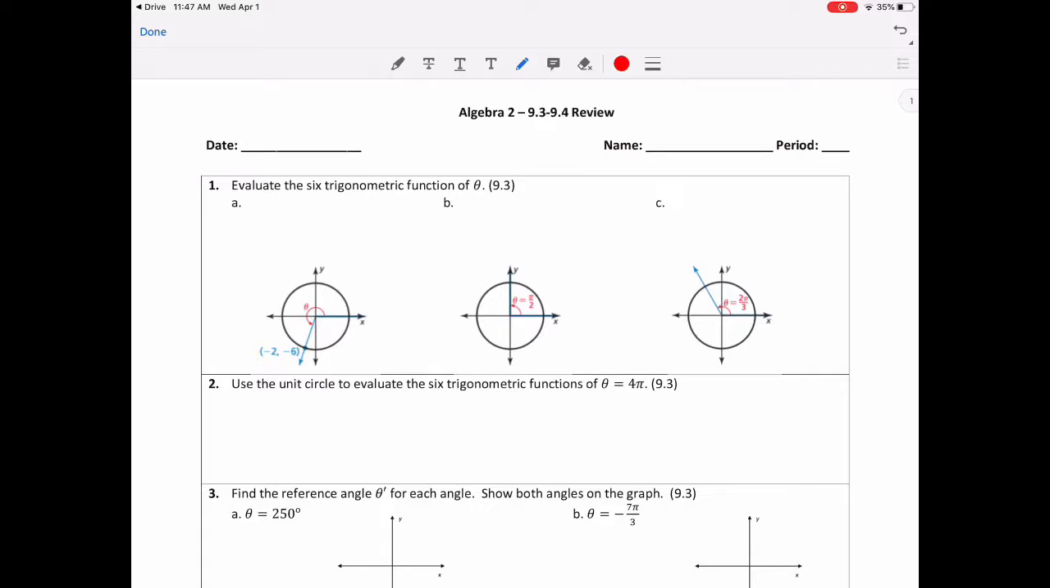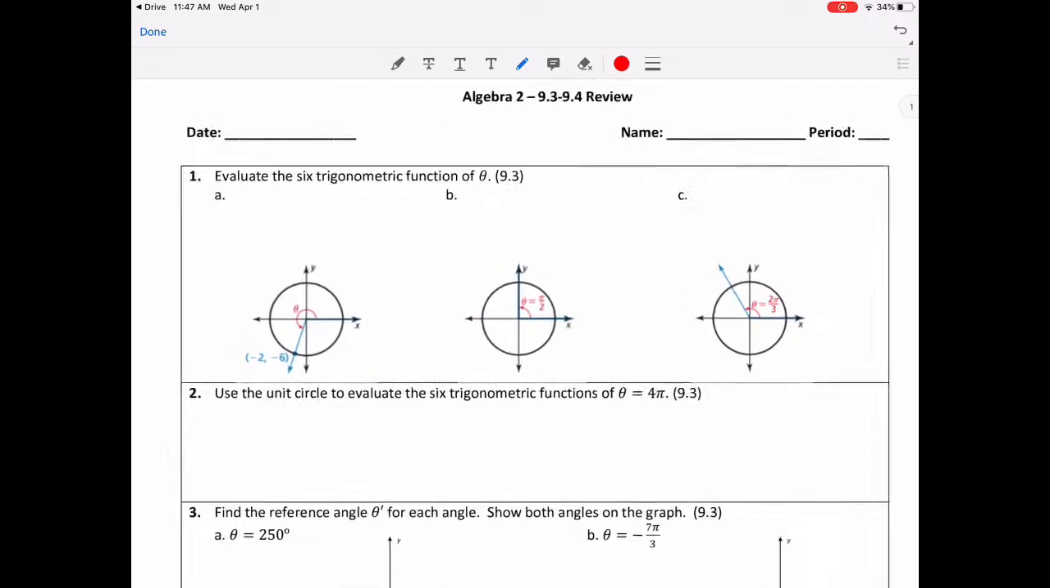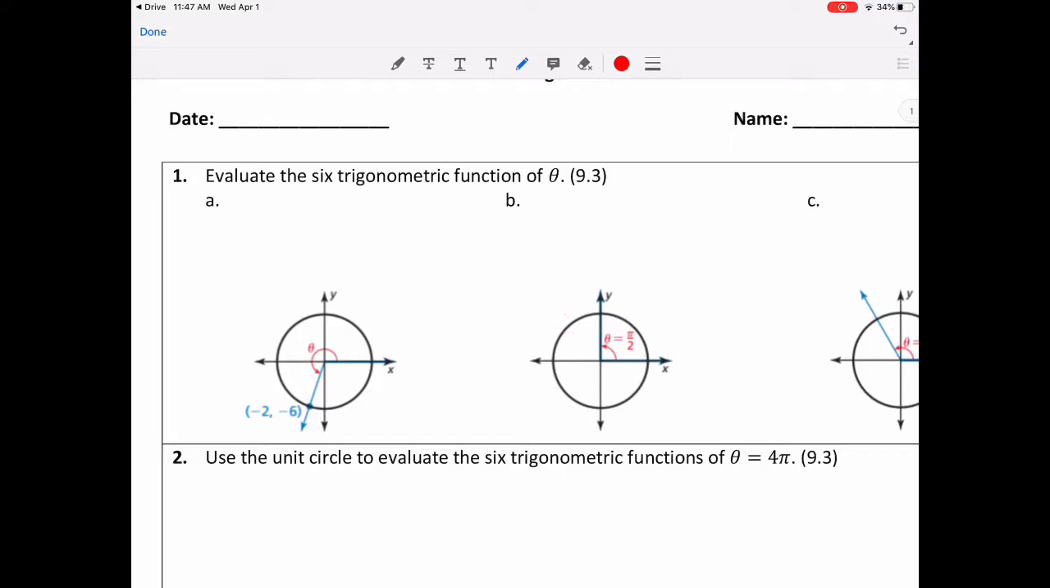Okay guys, let's look at some of these problems here and we'll go through the review a couple at a time here. Okay, 1A, we're going to evaluate the 6 trigonometric functions here. Alright, so this location, -2, -6, it's not, this isn't really the unit circle, although it may seem to be. It's -2 on x, -6 on y.